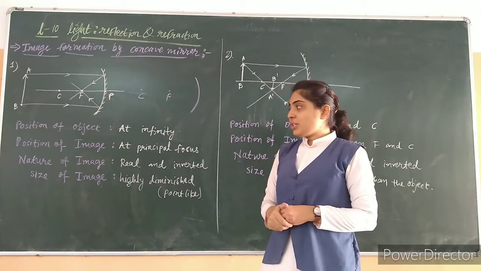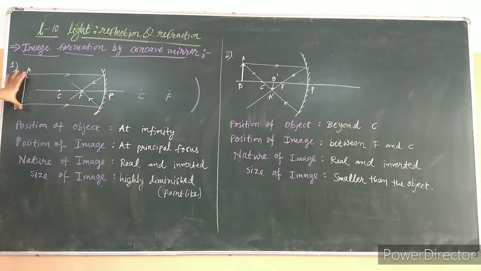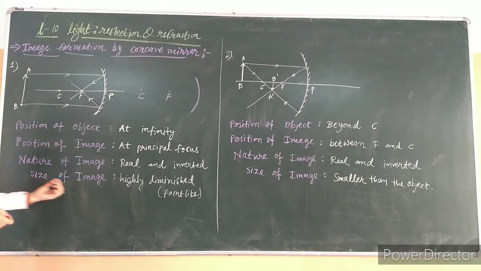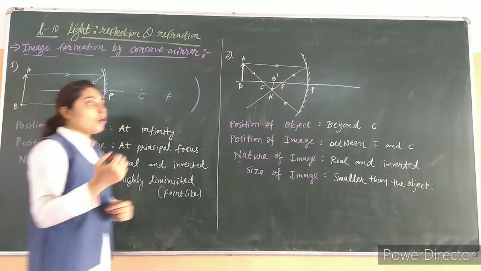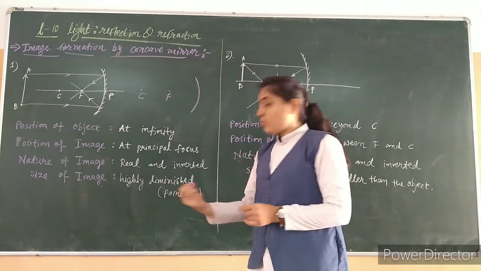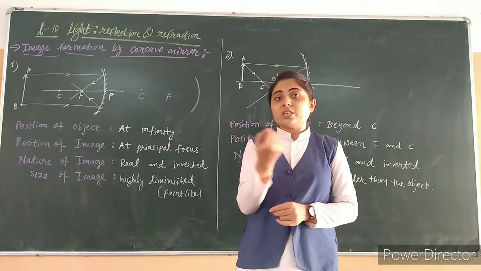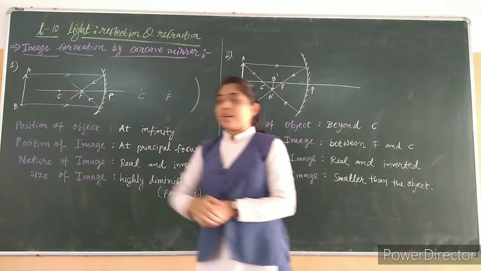What is the size of the image? You can see that this much big object, after reflection, all the rays are meeting at that point. So a point-like image is formed. The size of the image is highly diminished. Diminished means decreased. A point-size image is formed at point F.